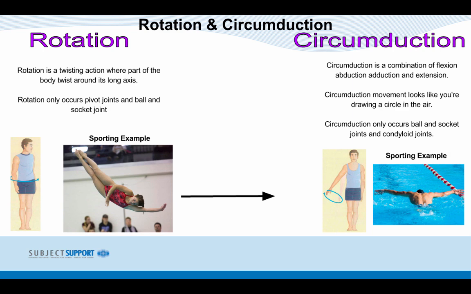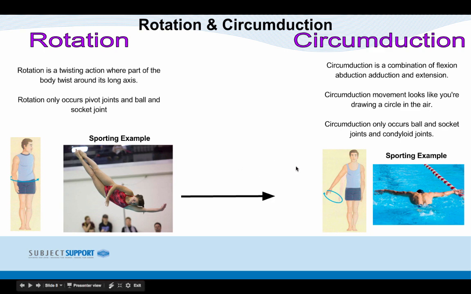Rotation and circumduction. Rotation is a twisting action where parts of the body twist around their long axes. Rotation only occurs at pivot joints and ball and socket joints. An example of this would be turning left or right. A sporting example would be a gymnast performing a routine which involves rotating, for example a twist or a flip within the air.